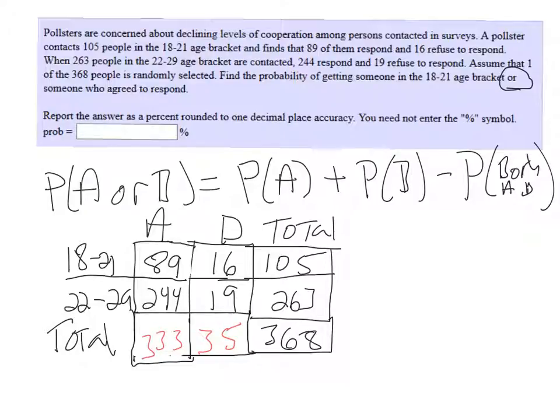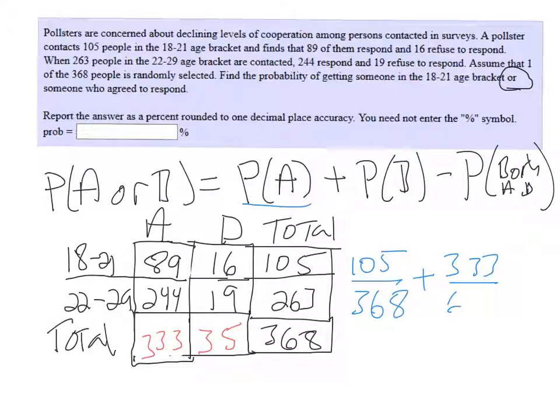Now how does this apply to the addition rule? We'll say the first event is the probability that somebody's in the 18 to 21 age group. So that's 105 people out of the 368 total. That's the probability of event A. Now the probability of event B in this case is the probability that somebody agreed to respond. We're looking for who agreed to respond. So I wrote 333 over 368 again.